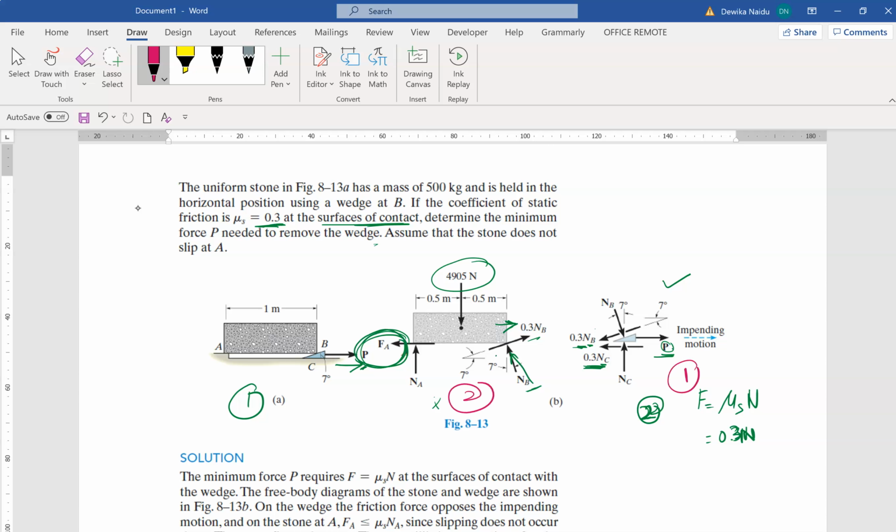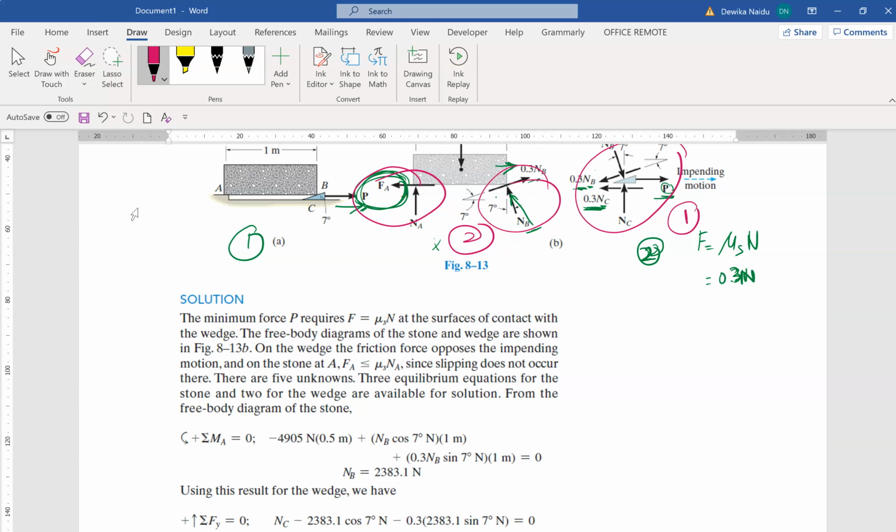Step two, only draw the other object associated with the wedge, because otherwise this is unknown. You don't know which direction, you don't know a lot of things, you don't even know this direction. That's why it's important to draw the wedge first. This is very important.